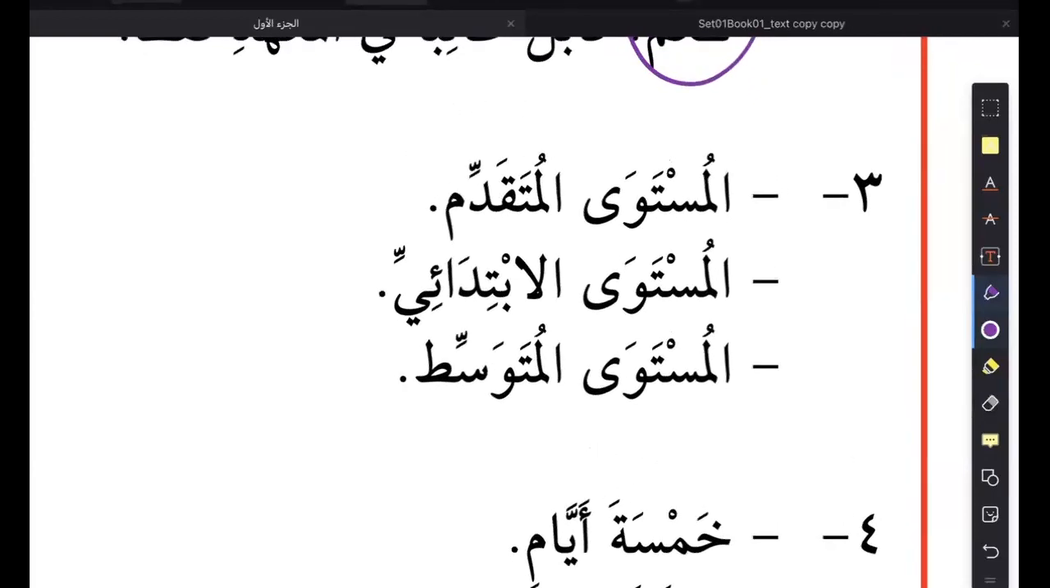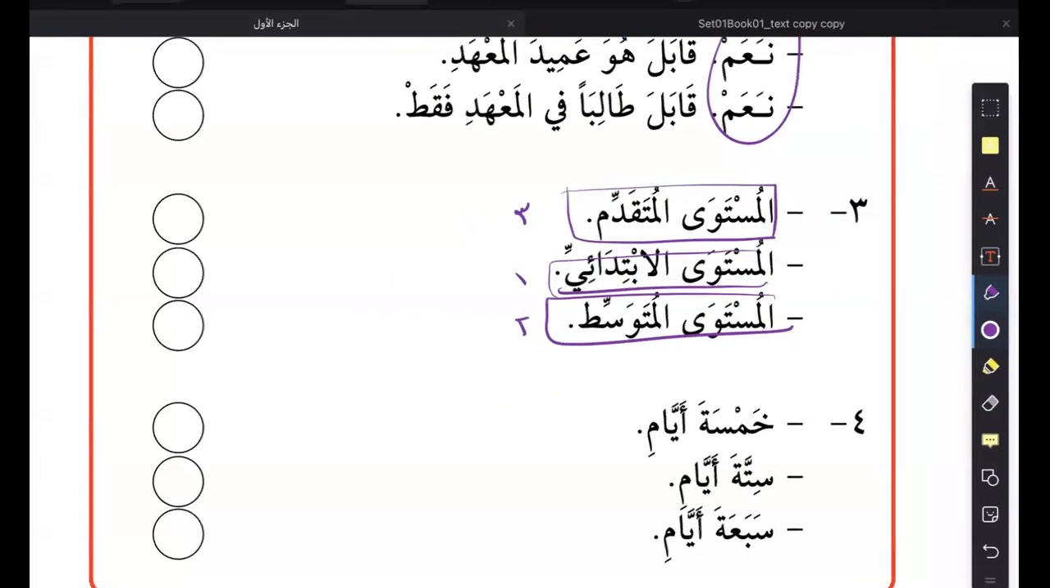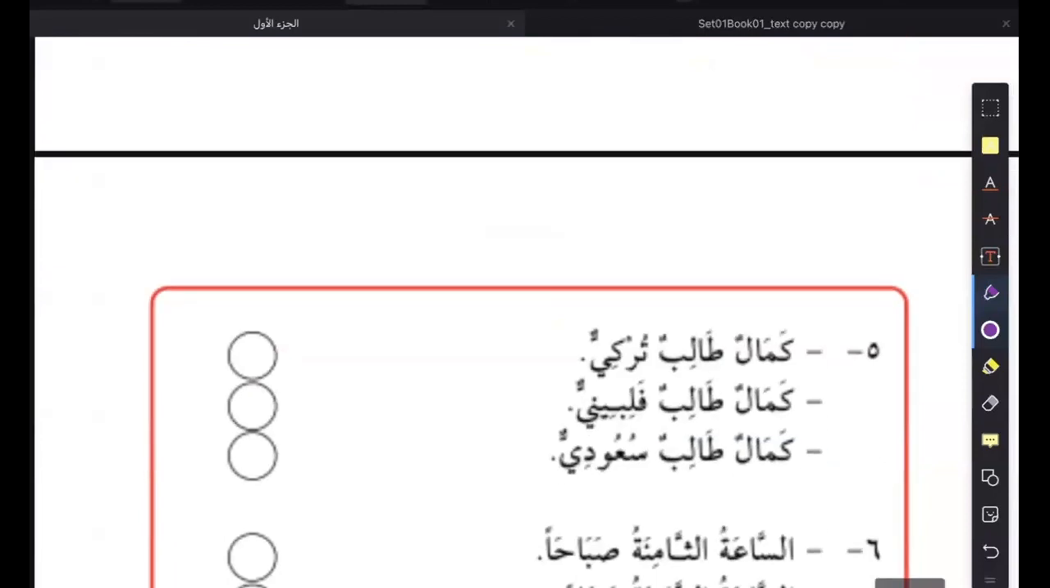Here are all the levels. The first one is al-mustawa al-ibtidai, the first level or the beginner level. And then we have al-mustawa al-mutawassit, the middle or the intermediate level, and then we have al-mustawa al-mutaqaddim, the advanced level. Okay, so this would be the first, this would be second, and this would be third. And these are the numbers.